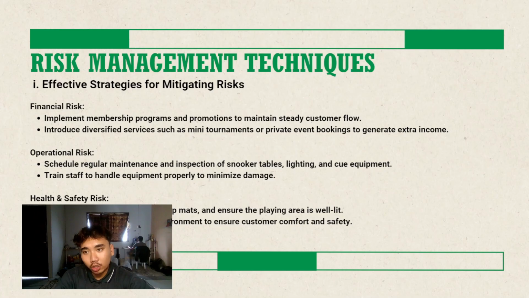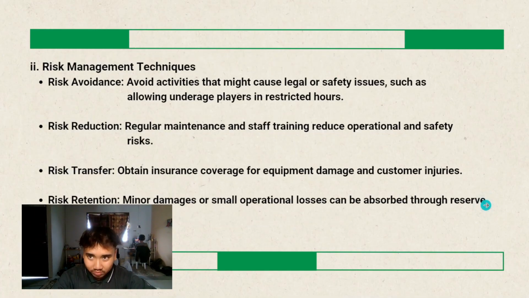The second one is operational risk. Schedule regular maintenance and inspection of snooker tables, lighting, and cue equipment. Train staff to handle equipment properly to minimize damage. And the third one is health and safety risk. Install clear warning signs, non-slip mats, and ensure the playing area is well lit. Maintain a smoke-free environment to ensure customer comfort and safety.